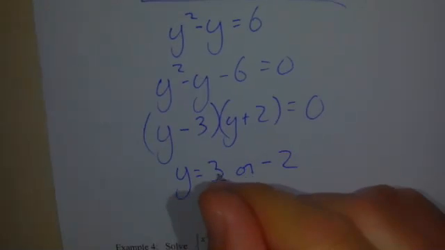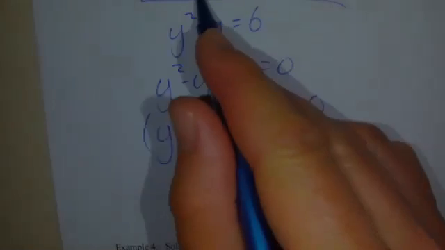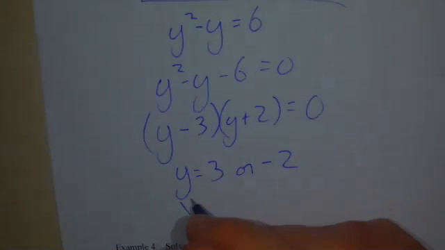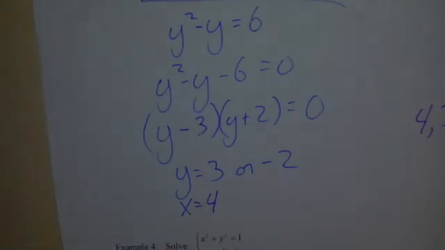If y equals 3, looking at my 3, 4, 5 triangle, x equals 4. So I have the point 4 comma 3. 4 comma plus or minus 3, I should say. Interesting.